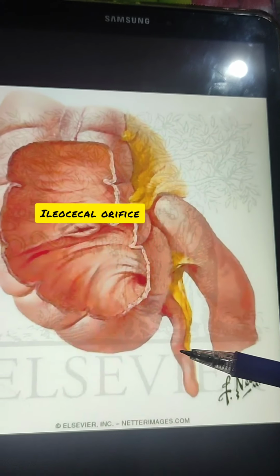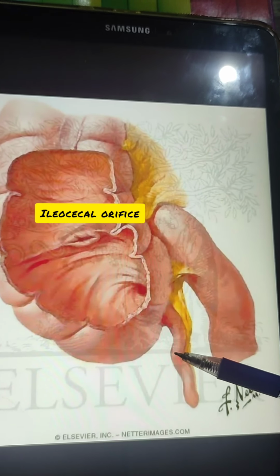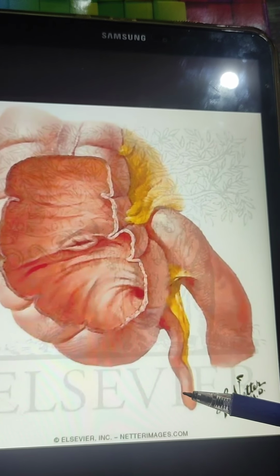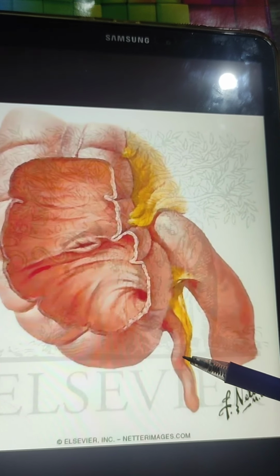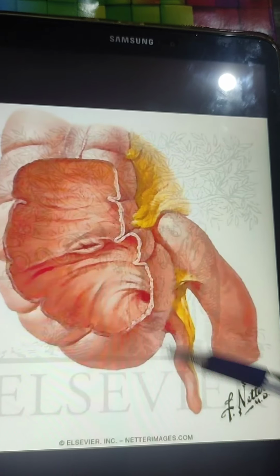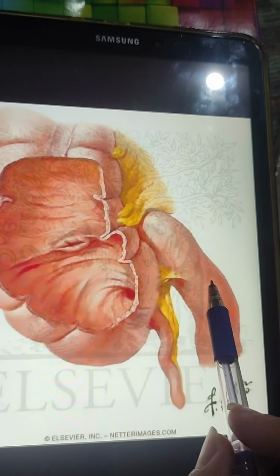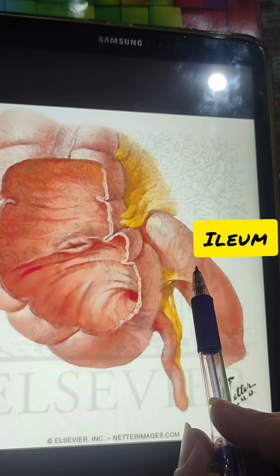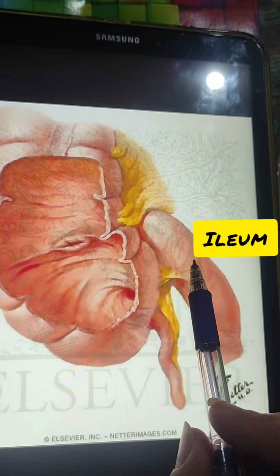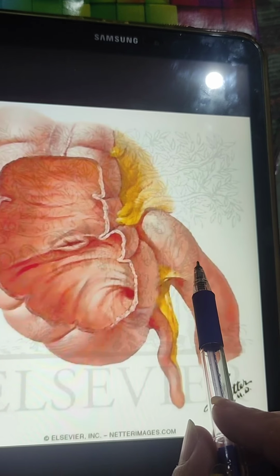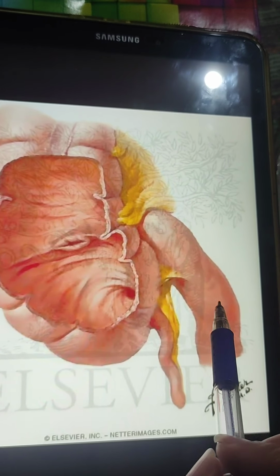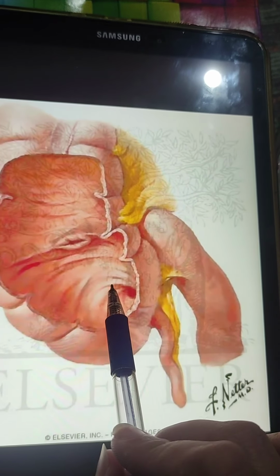Appendix, you can see in this diagram, this is appendix. It is a finger like projection, or you can say it is a worm like diverticulum arising from the posteromedial wall of the cecum. Okay, let me clear. This is ileum. We have studied that intestine contains three parts: duodenum, jejunum and ileum. The last part is ileum. So ileum opens into the cecum.